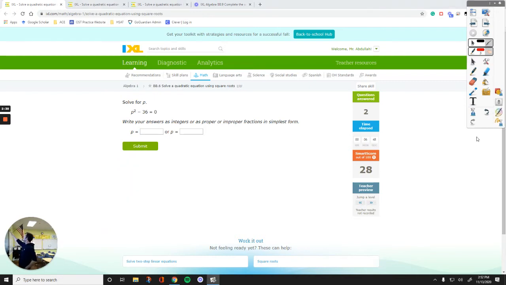So step 1, write your equation all over again. P squared minus 36 equals 0. Now we want to think about how we can get that p squared by itself. So I want to get this term by itself right here. That should be all by itself. So in order for me to do so, I need to get rid of that negative 36.